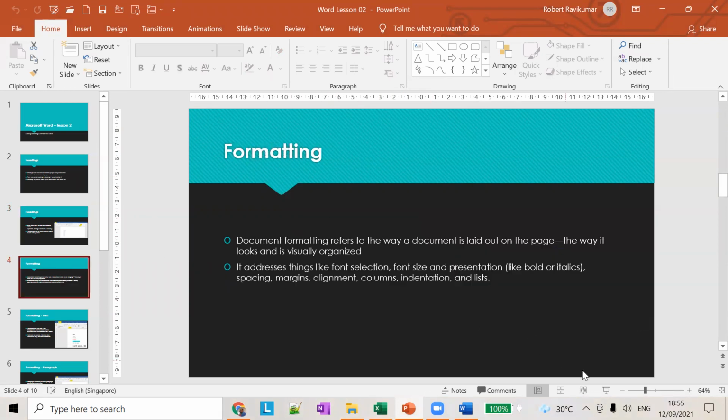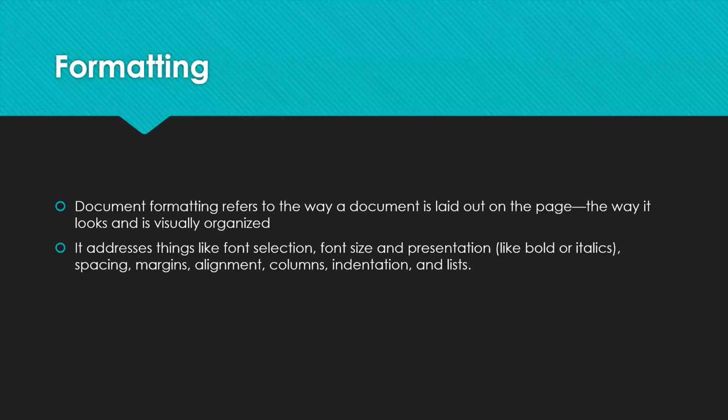So let's move on to formatting. So formatting text. So document formatting refers to the way a document is laid out on the page, the way it looks and visually organized. So it addresses things like font selection, font size, and presentation like bold or italics, spacing, margin, alignment, columns, indentation, and list. Okay, so we'll see all these things one by one.